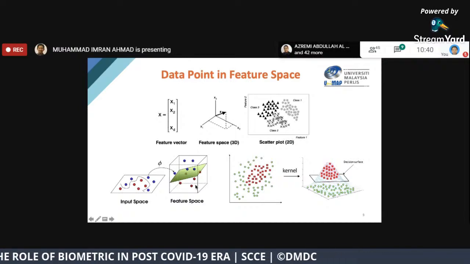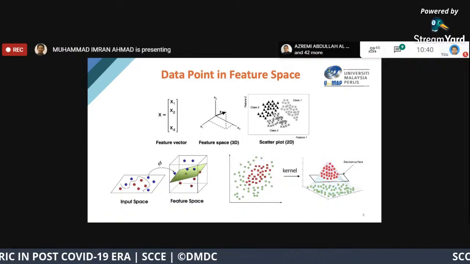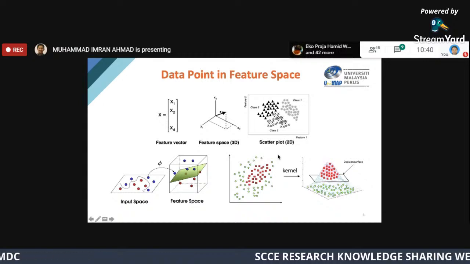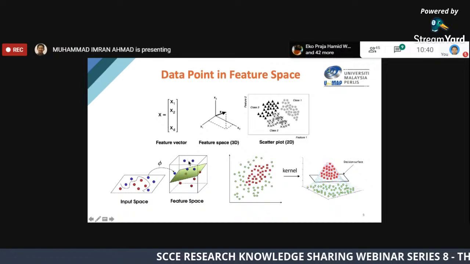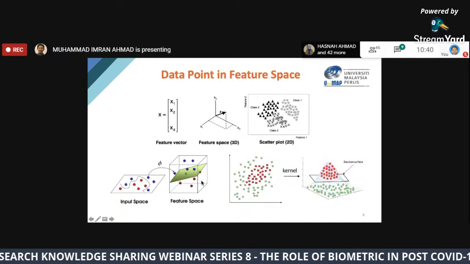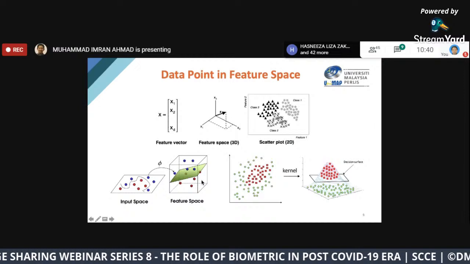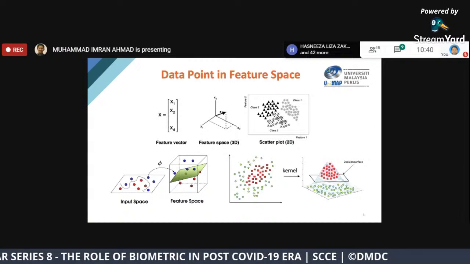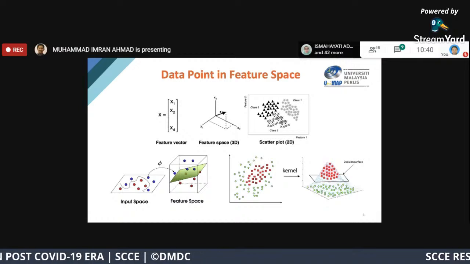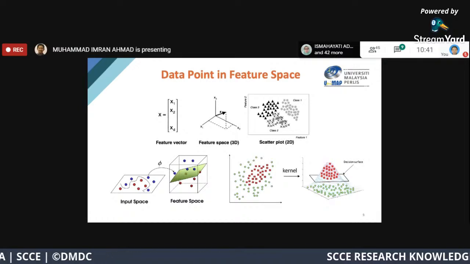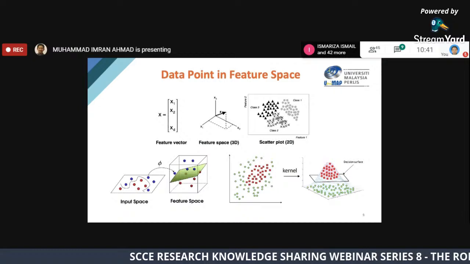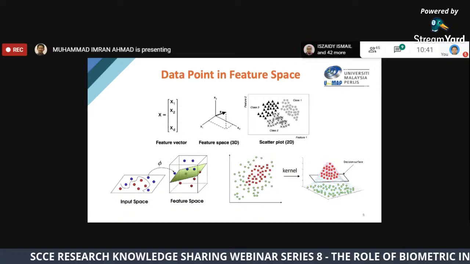Class 1 and class 2 refer to persons. Let's say person 1 is Imran, person 2 is Muhammad. So we separate: whatever data falls above this layer, we classify as Imran, and below this is Muhammad. This is the way the classifier works in biometrics. But the main idea is we need to prepare our data points and try to make them better.